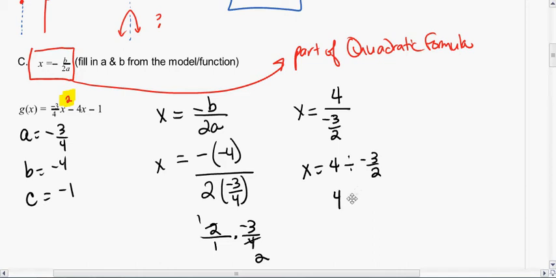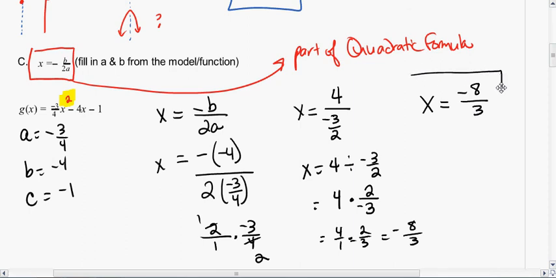And if I'm dividing fractions, I really want to just multiply by the reciprocal, which becomes -2/3. So I'm multiplying 4 over 1 times 2 over -3, which becomes negative 8 over 3. So looks to me like the axis of symmetry is x equals -8 over 3. And there's the equation, just by using the formula, which is part of the quadratic formula.